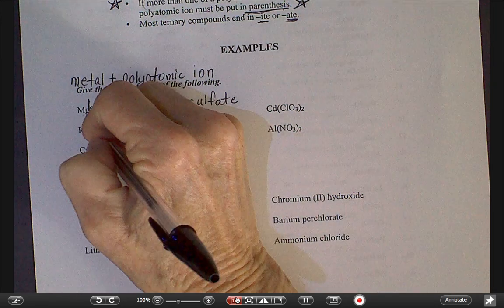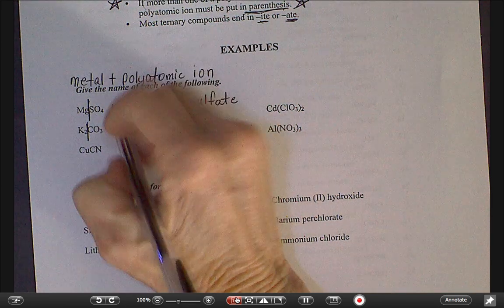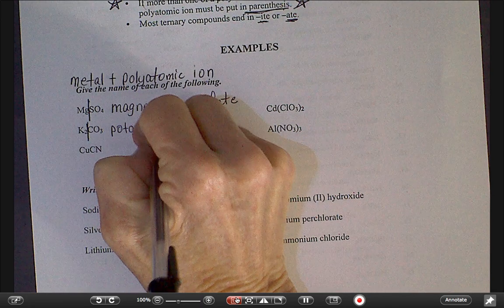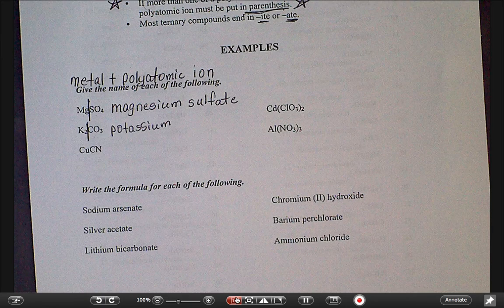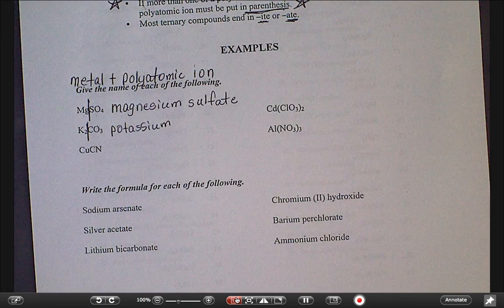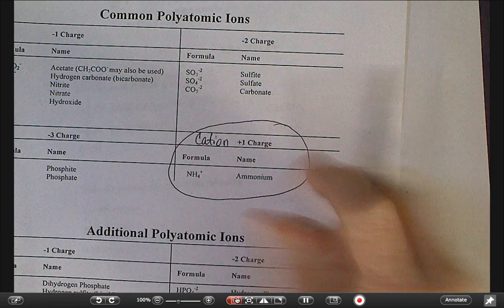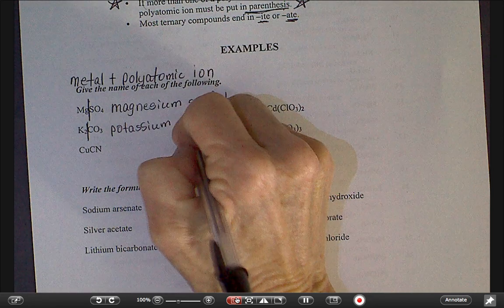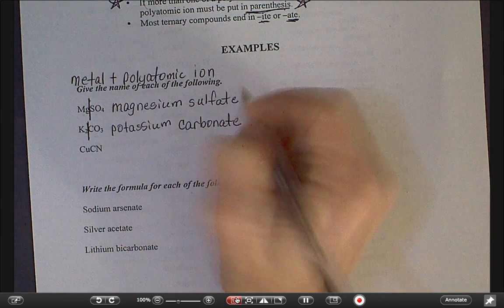Okay, right here. Who is K? Go find CO3 -2. Everybody see it over here? Lives right here. Last name is carbonate. Okay.